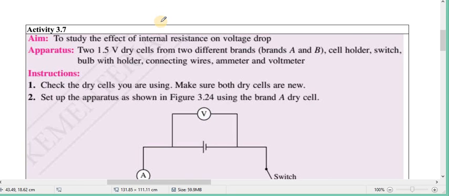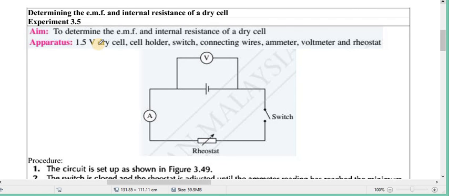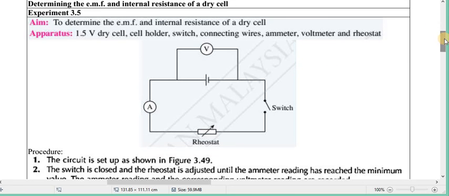Okay, so let's look at this activity 3.7 to study the effect of, wrong one. Okay, so look at this one. This is the correct one. Determining the EMF and internal resistance of a dry cell, Experiment 3.5. This experiment is extremely important because questions like to ask about it. It can come out in objective, structure, or essay, and of course it can also come out in your practical.